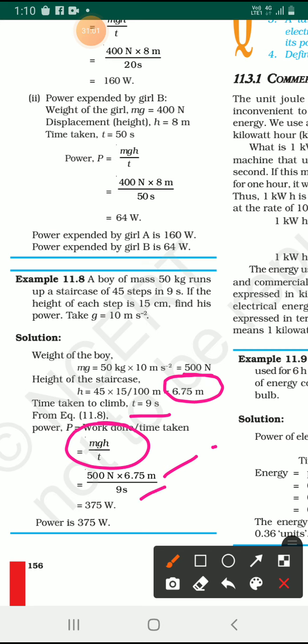So when we simplify this, we do 500 into 6.75 divided by 9, and the answer comes as 3750. After putting one decimal point, it becomes 375.0. The point 0 we neglect, so we directly write the answer as 375 watts. The unit we write is watt. Okay, got it. I hope you understood this.